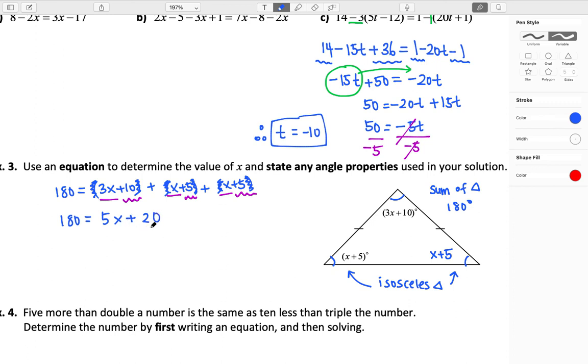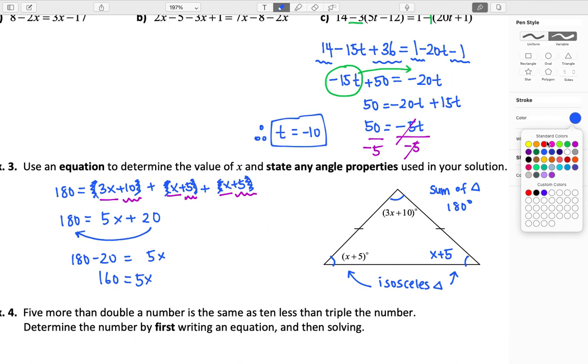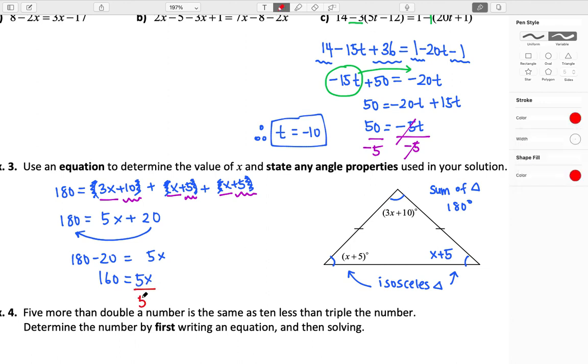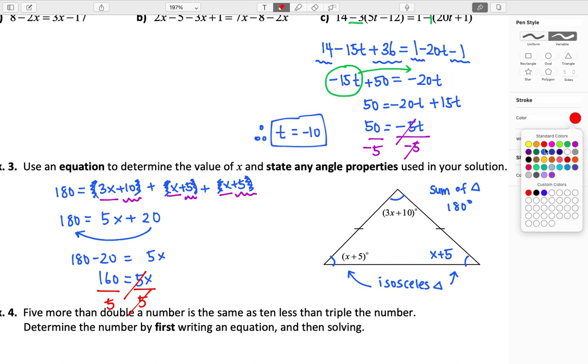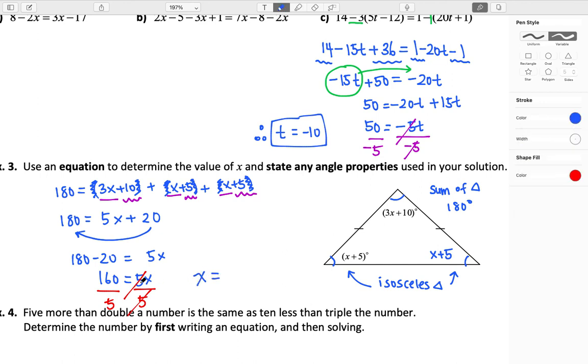Now I'm going to move 20 to the left side. So it becomes 180 minus 20 equals 5x. So therefore, 160 equals 5x. Now what's in front of x? 5, and 5 and 5 cancel completely. So x is equal to 160 divided by 5, which gives me 32. So therefore, x is equal to 32.